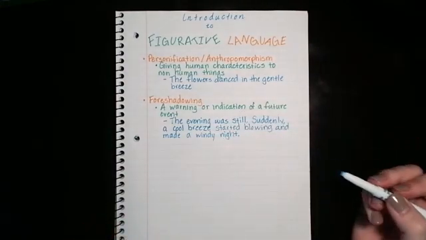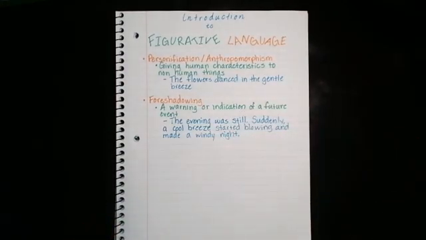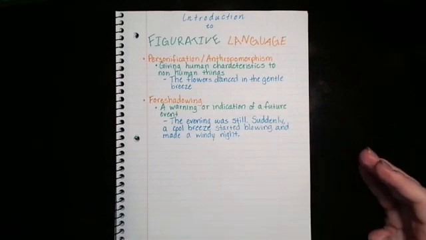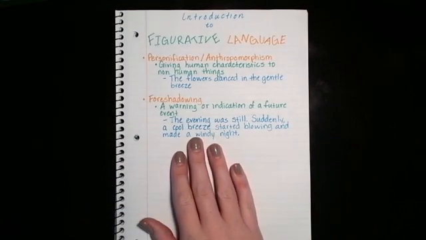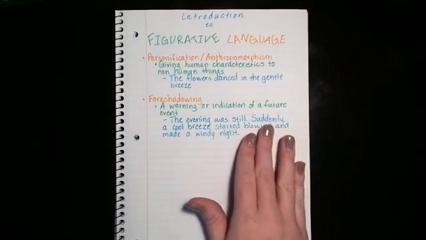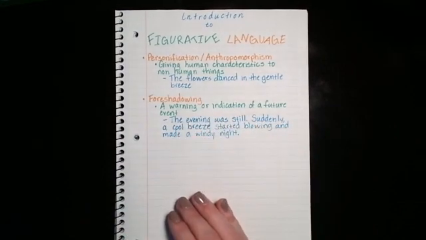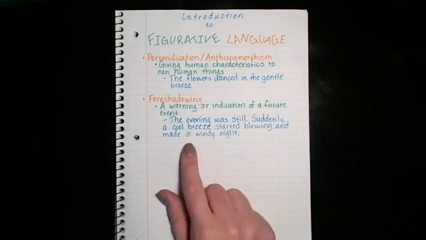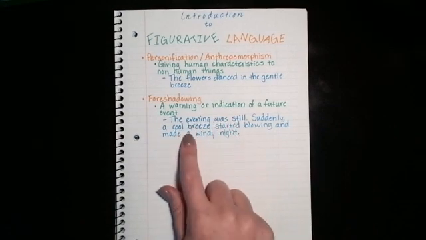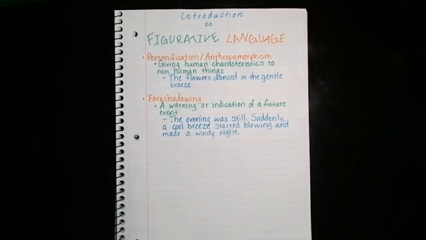So this is foreshadowing in just one sentence. Normally foreshadowing would be over the course of an entire story. But in this sentence, it's not telling you exactly what is happening right now, but it is telling you that something's changing here. The evening was still, suddenly a cool breeze started blowing and made a windy night. So that would be an indication of a storm or some kind of thunderstorm happening.